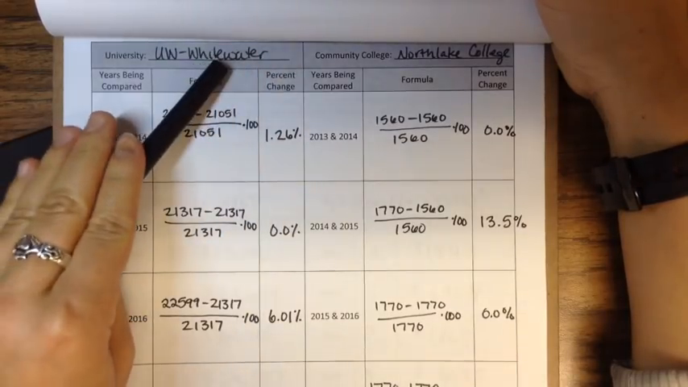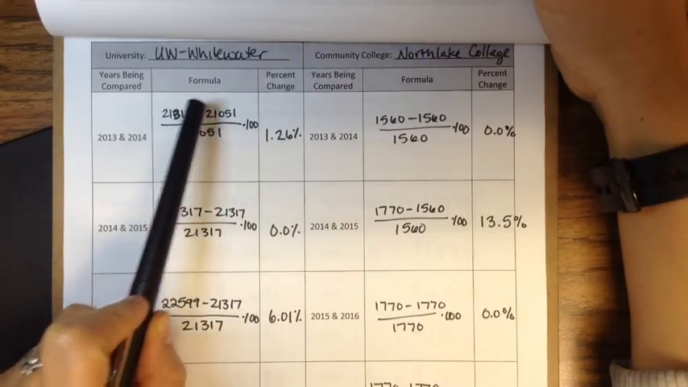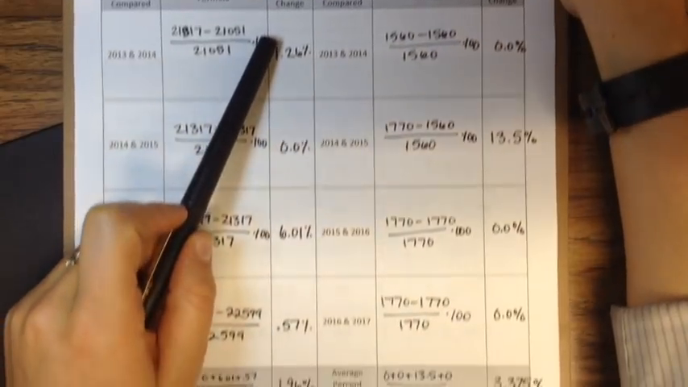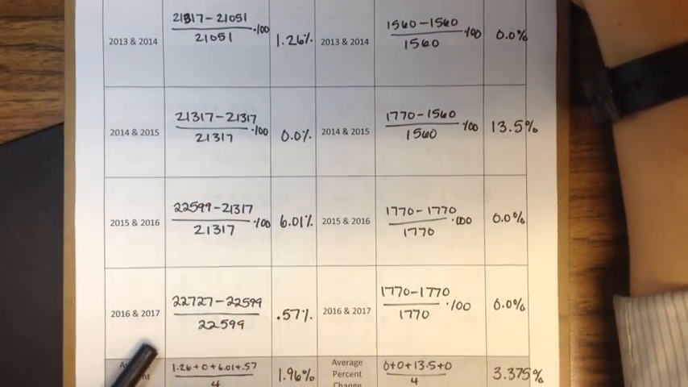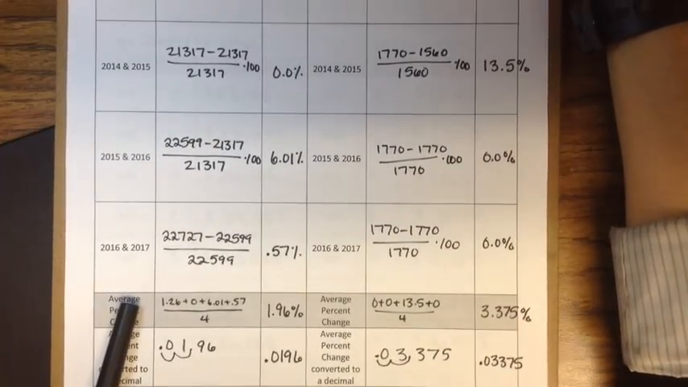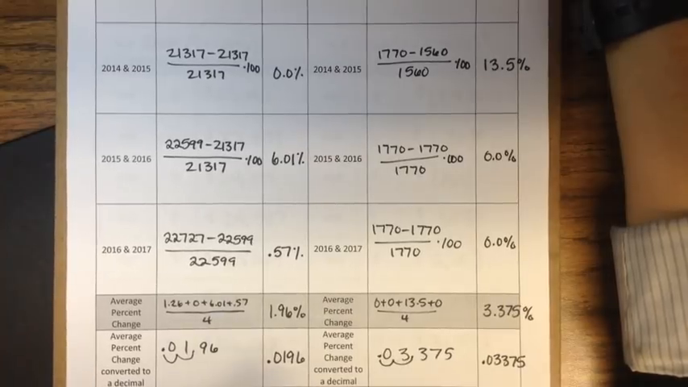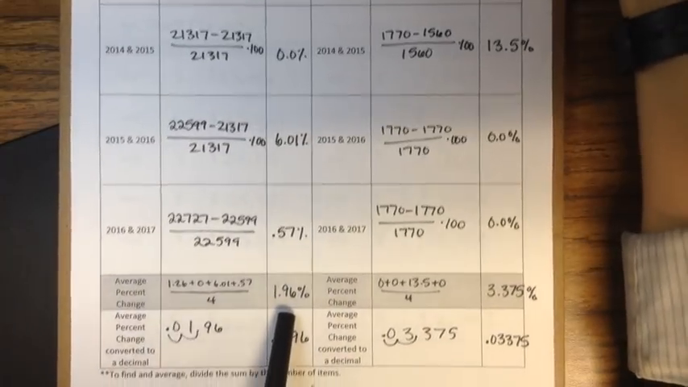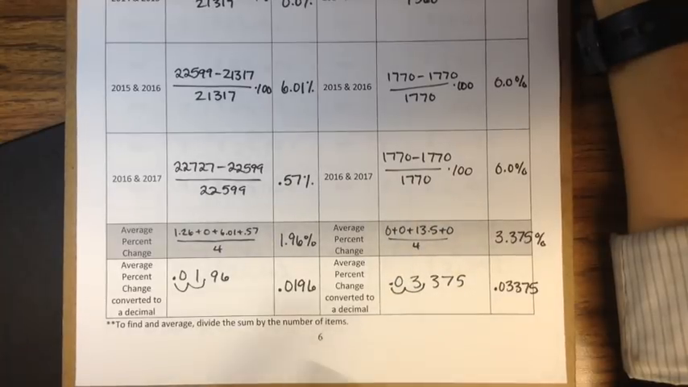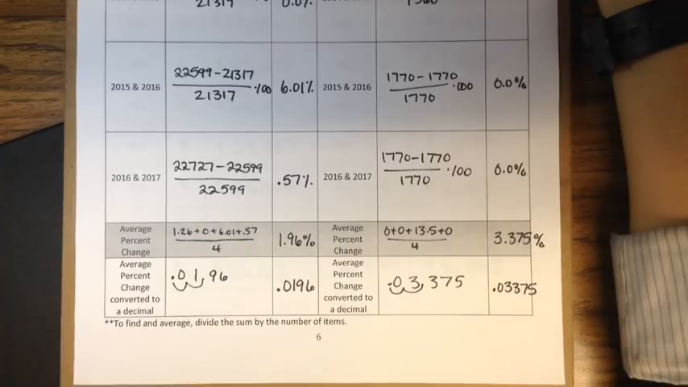You will do this for both the four-year university and the community college that you've chosen. This is the new year minus the old, all divided by the old times 100. You'll do that for every pair of years up until the information that we have last year. At the end, you will average these percent changes together. So you will add this column up, divide by 4, since that's how many we're averaging together, and you'll get a final, or an average percent change for both your university and your community college. Then you'll need to also change that to a decimal because we use decimals in the formula that follows.